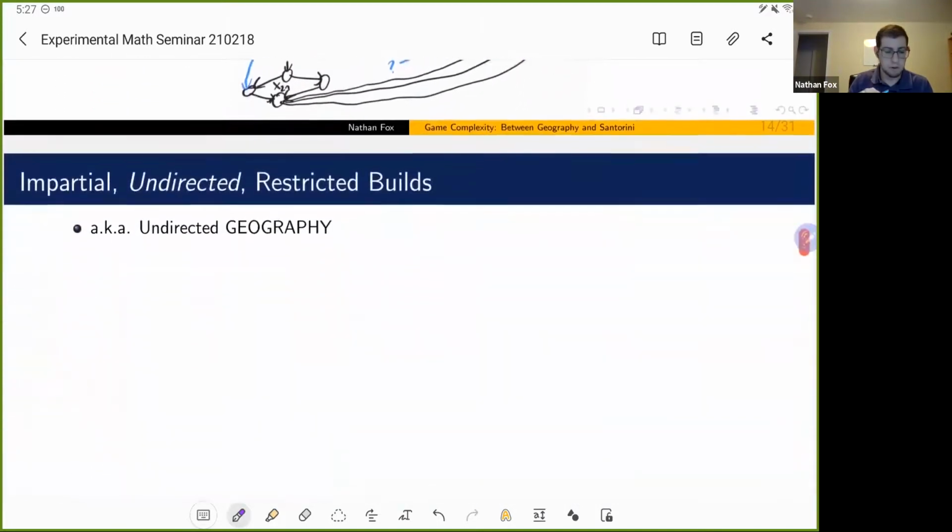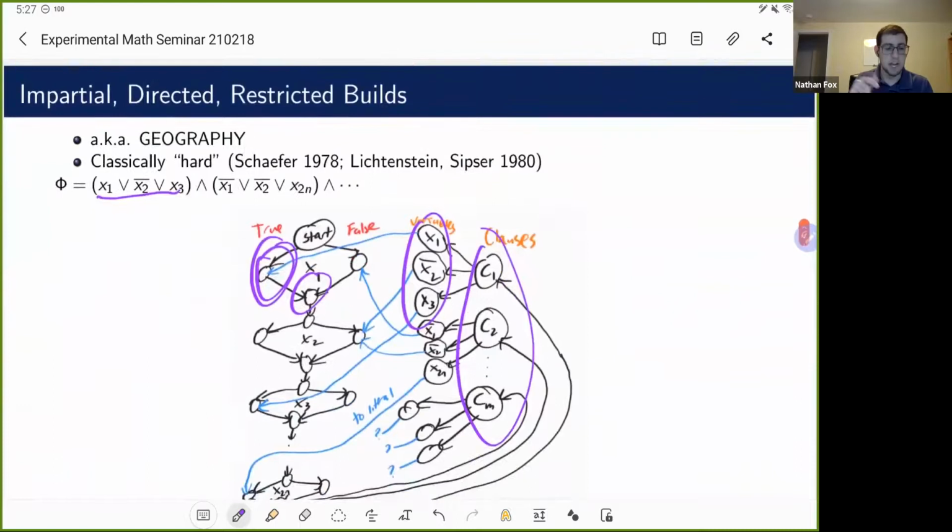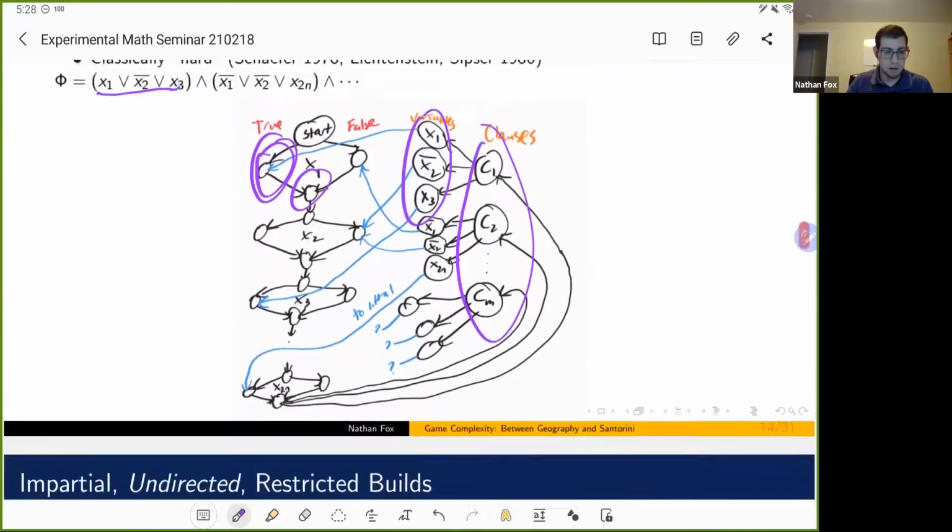Okay, so we're thinking of geography as our base thing. Since we can obtain geography as a variant of Santorini, we should probably think of Santorini as a variant of geography, because geography is more of the classical game that people study. So let's start with this as our base.